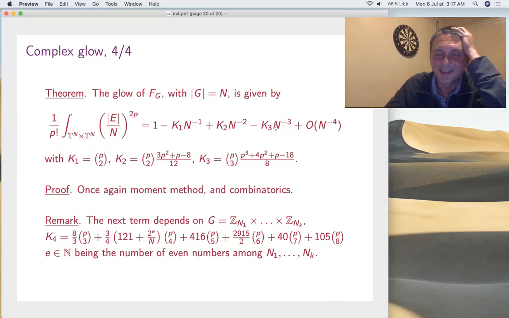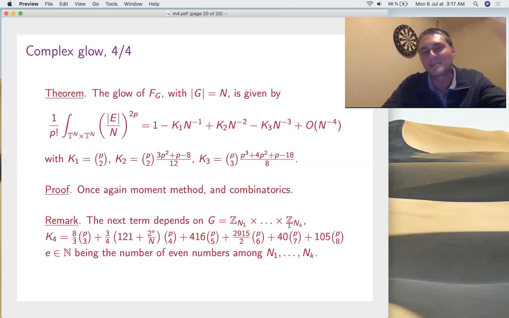It's quite strange. But the next term, if you look at it, there is this E here, which is the number of even numbers among N1 to NK, the indices of the cyclic groups appearing in the decomposition of G. So a bit strange all this. And so finally the glow, I can read the group, but you have to go up to order 5. So it's quite a strange invariance.